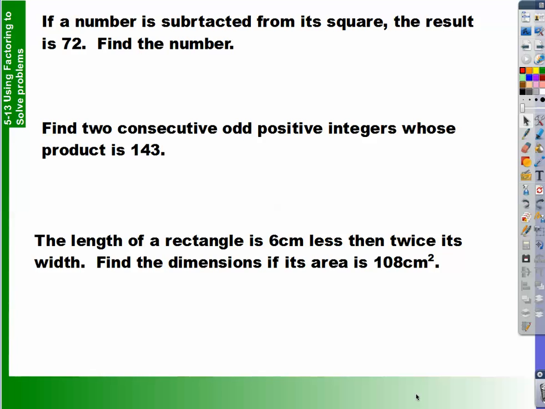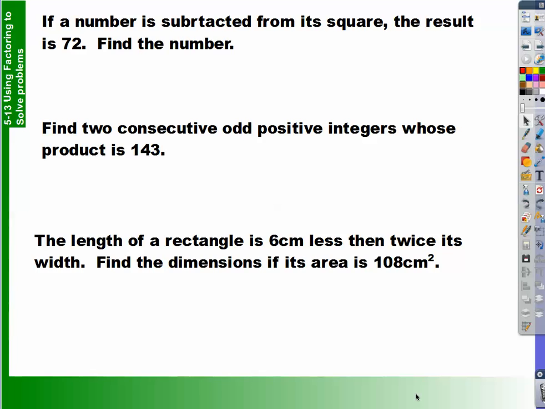So today we are going to use quadratics to solve real-world situations. The difference between what we're doing today and what you've done in the past is you're going to use factoring in word problems, and you're going to have to set up the equations on your own and then solve. So let's start with the first problem.